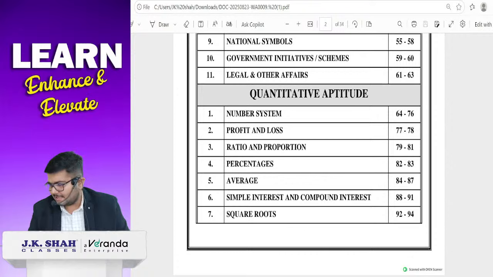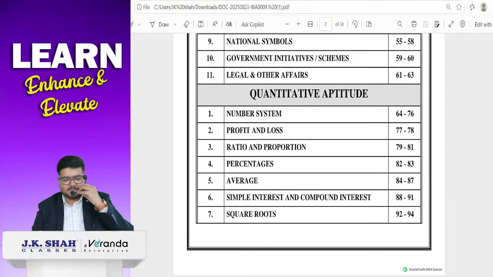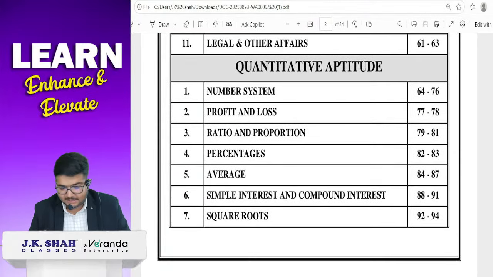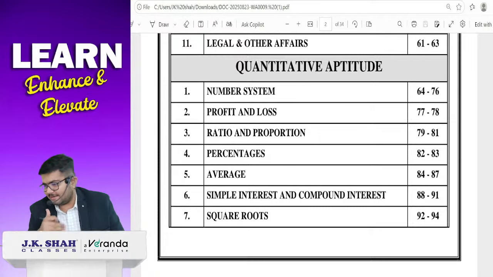Right? So, everybody, there are only 7 chapters in this subject, quantitative aptitude. Let us start without any time to be wasted. We are starting with the revision of quantitative aptitude. Now, there are total 7 chapters in this subject, right? All the 7 chapters are visible on your screen, so we are not going to revise all the chapters.